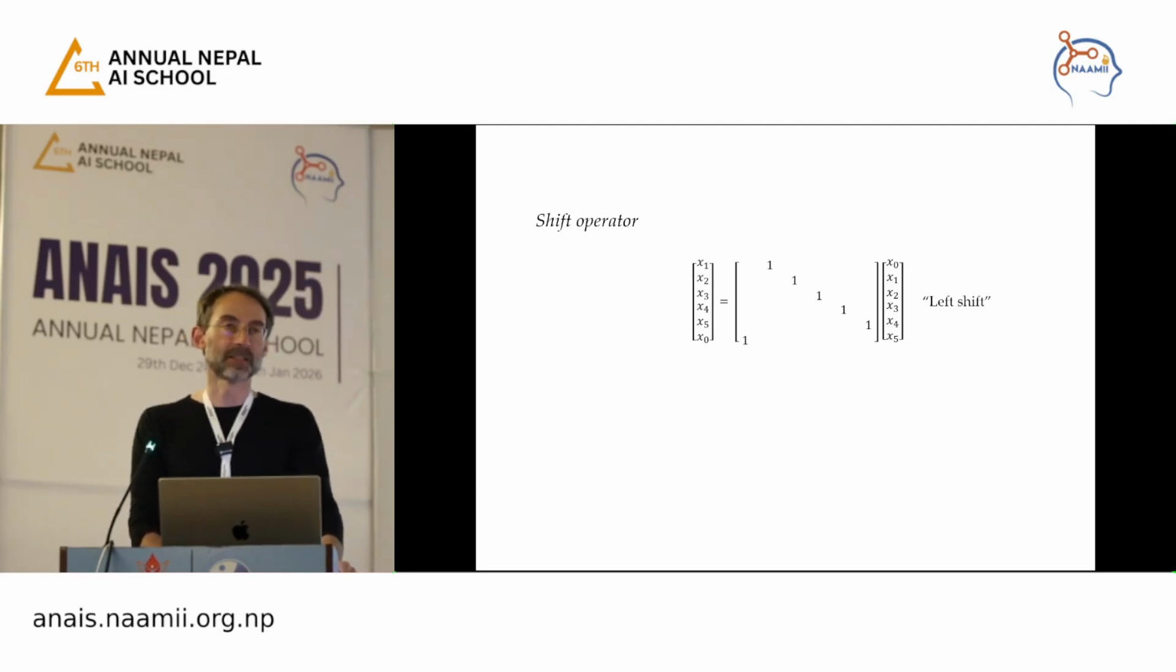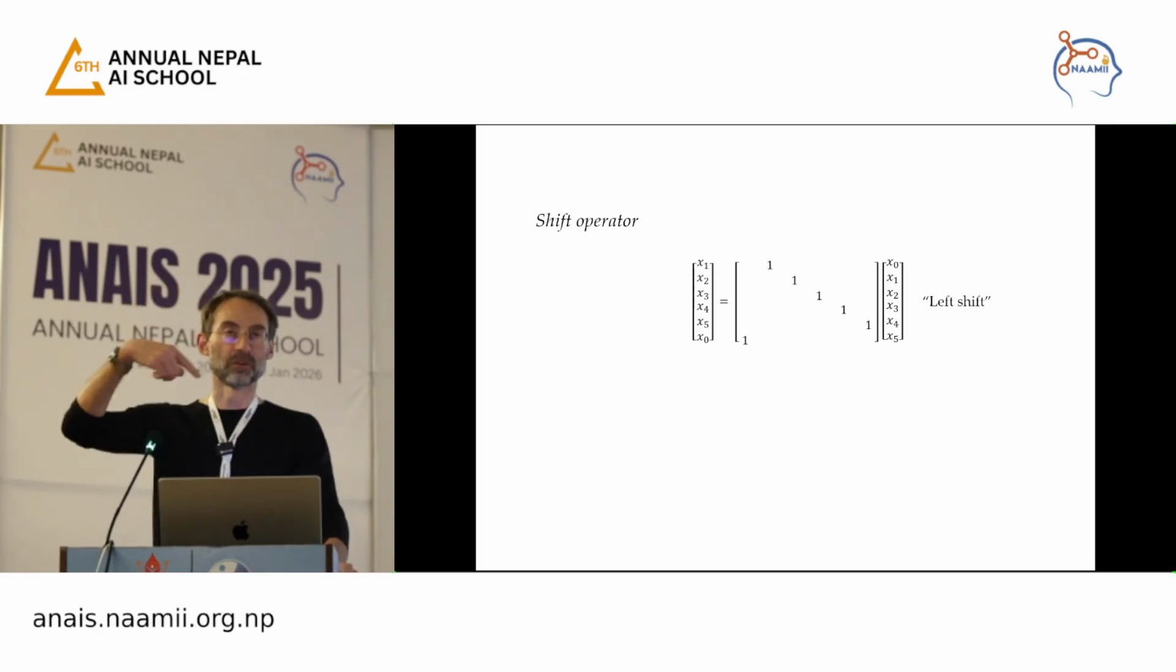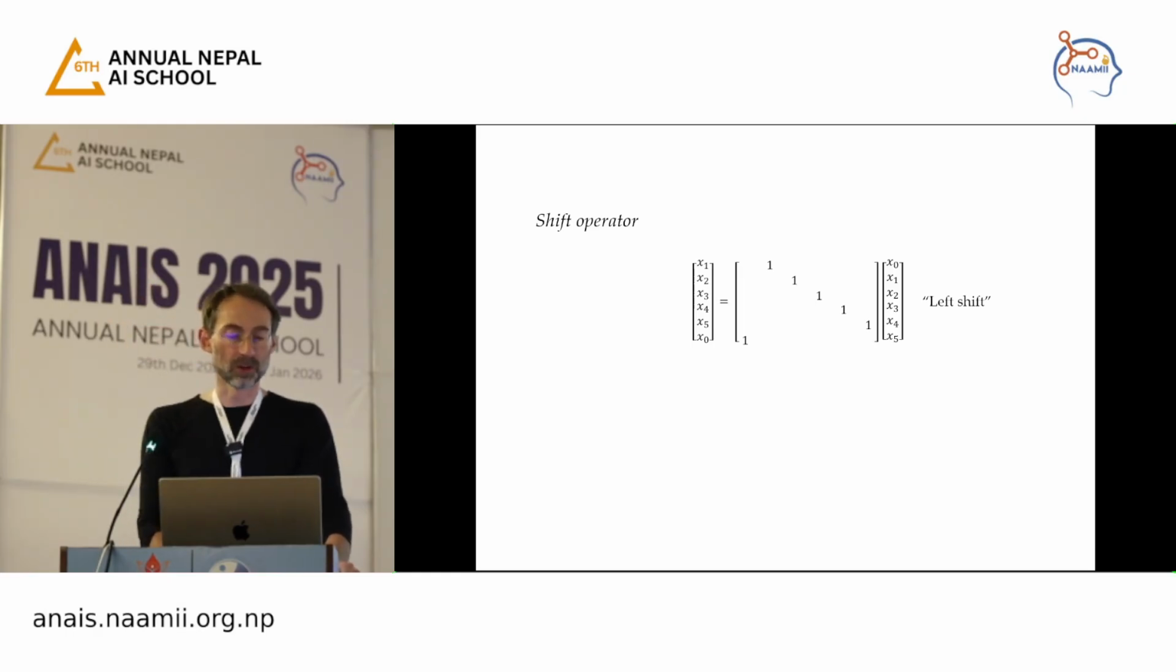Right? And what it does, it's a left shift, right? So I shift to the left. So if I have this vector x0 through x5, let's say, I multiply it by the shift matrix, I get the same vector where everything is shifted with periodic boundary condition, right? So I can get a vector x1 through x5 and then x0, right?